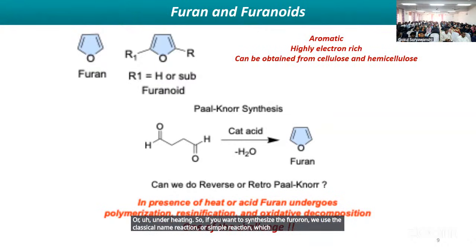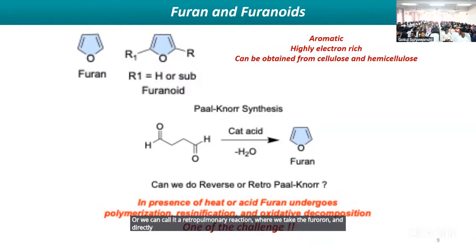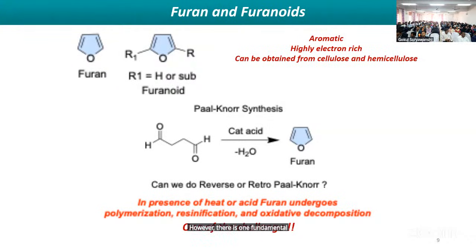So if you want to synthesize the furan, we use the classical name reaction, which is called the Paal-Knorr synthesis. However, can we do the reverse of this reaction? Or we can call it a retro-Paal-Knorr reaction, where we take the furan and directly we get the succinaldehyde. However, there is one fundamental problem and challenge in this reaction.